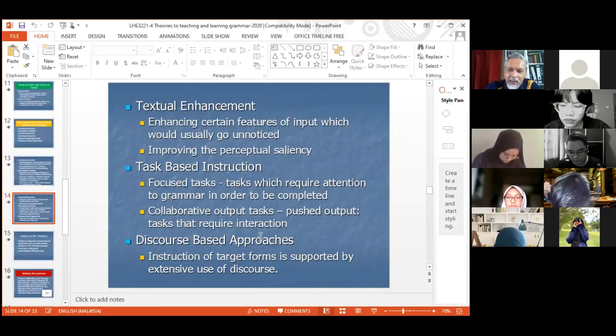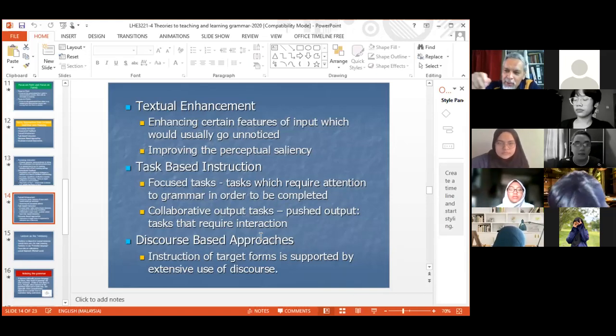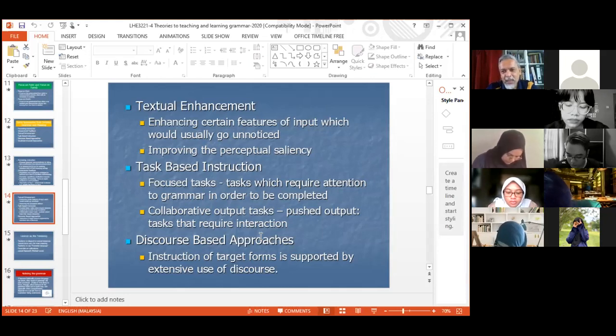You enhance the text by maybe, if you want to teach past tense, for example, you can use bold for the ed. Okay, he walked to school, so they read it, he walked to school, but the ed is in bold, or the ed is underlined. This is textual enhancement. If you are speaking, of course you can stress on the ed. I walked to school, so you stress that, and this improves the perceptual saliency.